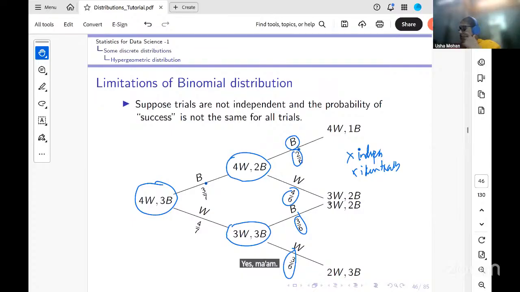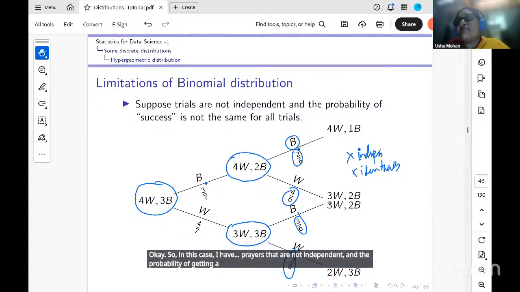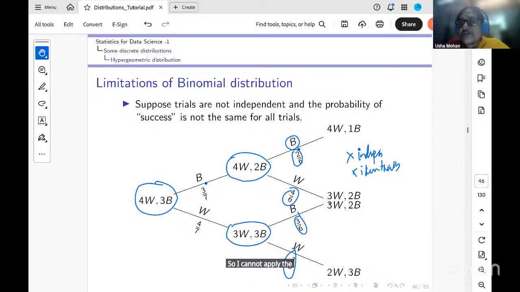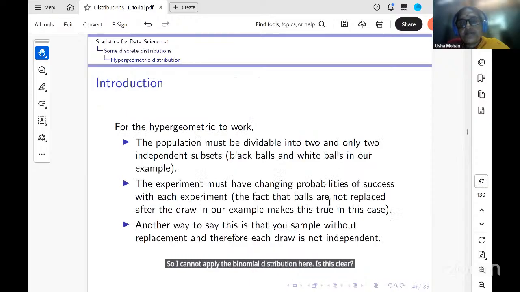Okay. So in this case, I have trials that are not independent, and the probability of getting a black ball is not the same for all trials. So I cannot apply the binomial distribution here. Is this clear?